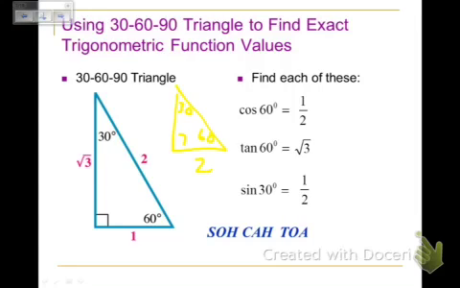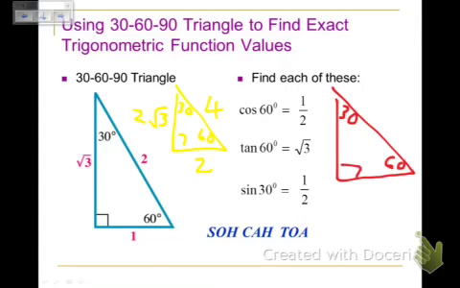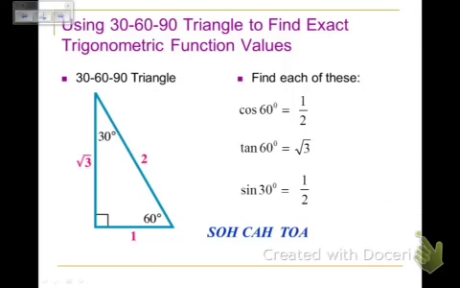If this is 2, then this is 2 square roots of 3, and the hypotenuse is just doubled. I could draw another right triangle here, 30, 60, 90. The short side down here, if it was 4, then the side opposite of 60 would be 4 square roots of 3, and the hypotenuse would be 8. We just double the short side. Okay, and that pattern holds for any 30, 60, 90.